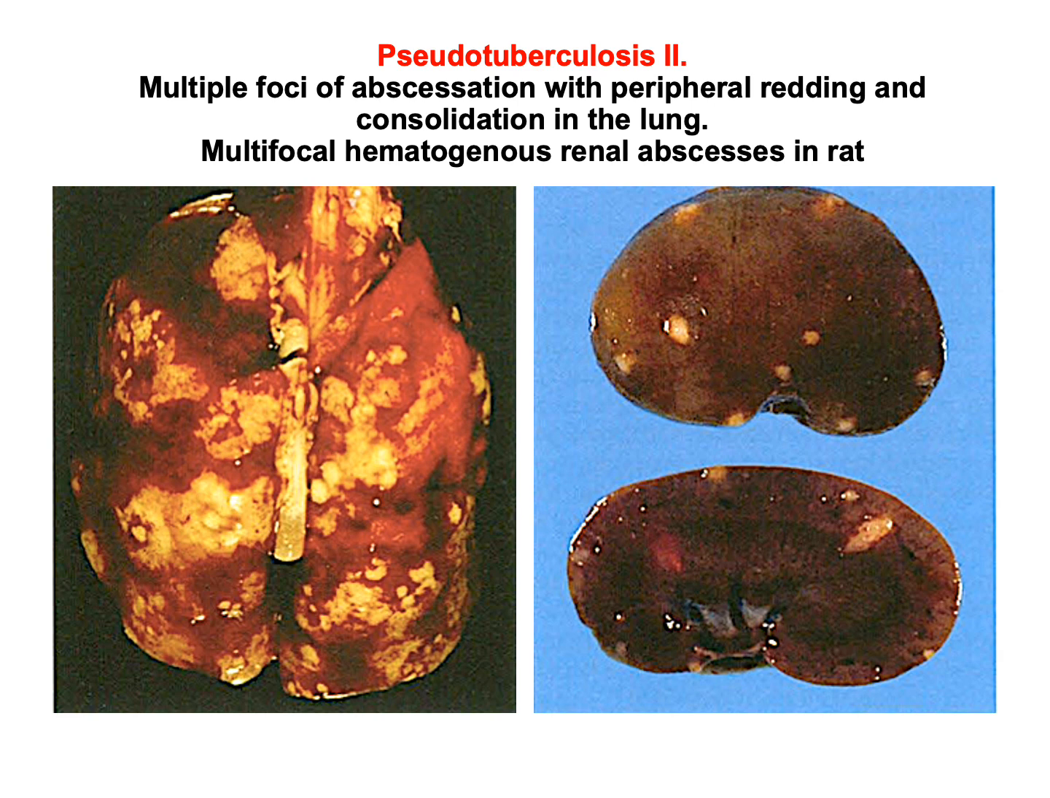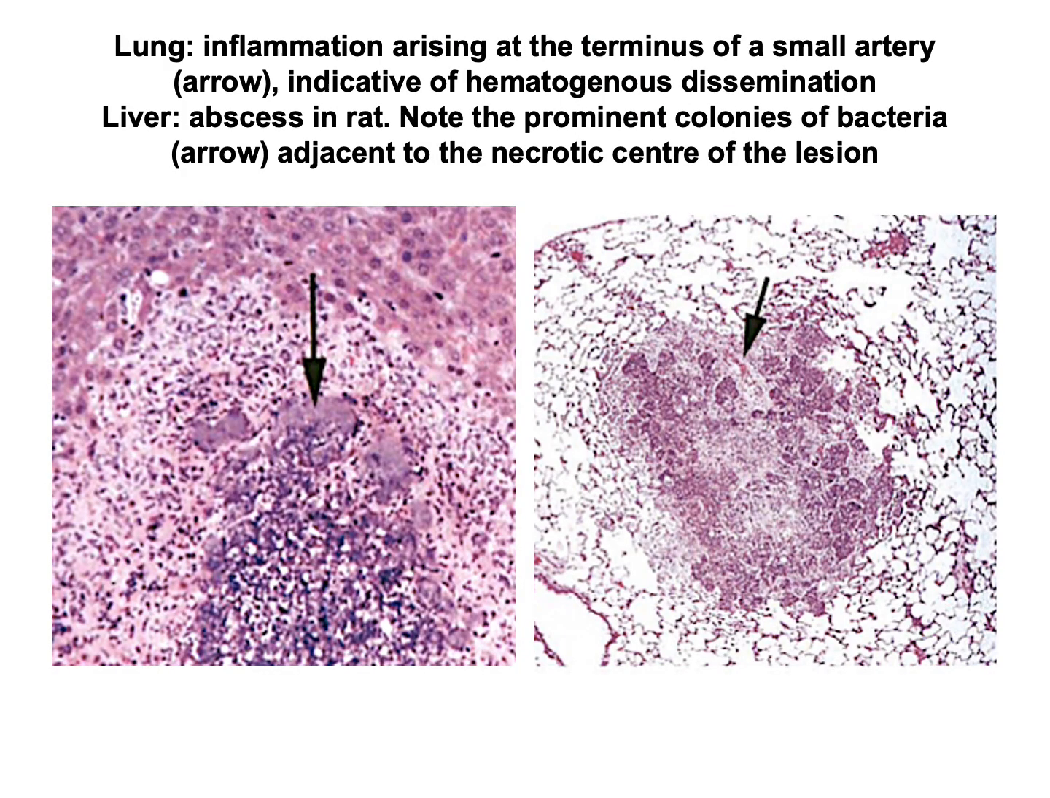If we look at the histological pictures, on the left side you can see lung with inflammation arising at the terminus of a small artery (arrow), indicative of hematogenous dissemination of the bacteria by the blood. And on your right, a section from a liver abscess in a rat. Note the prominent colonies of bacteria, you can see the arrow, adjacent to the necrotic center of the lesion.